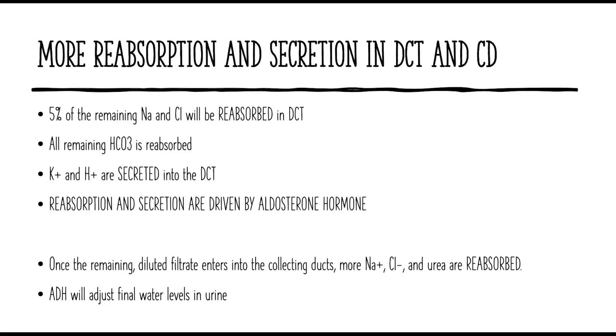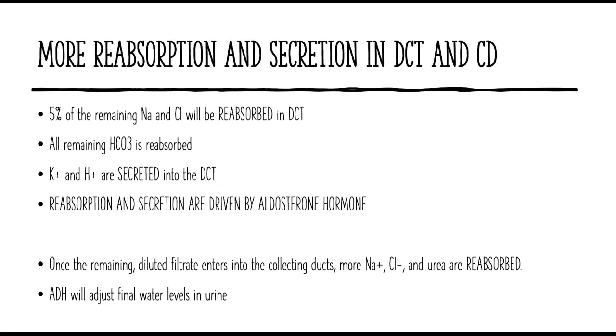In the distal convoluted tubule, there's going to be even more reabsorption and secretion, not only in the distal convoluted tubule, but also within the collecting duct. So basically, about 5% of the remaining sodium and chloride will get reabsorbed back into the bloodstream. All of the remaining bicarbonate will get reabsorbed back into the bloodstream. Potassium ions and hydrogen ions are going to be secreted into the distal convoluted tubule. And all of these reactions are going to be driven by a hormone called aldosterone. This is going to cause the sodium chloride to be reabsorbed, and it's going to cause the potassium and hydrogen ions to be secreted.